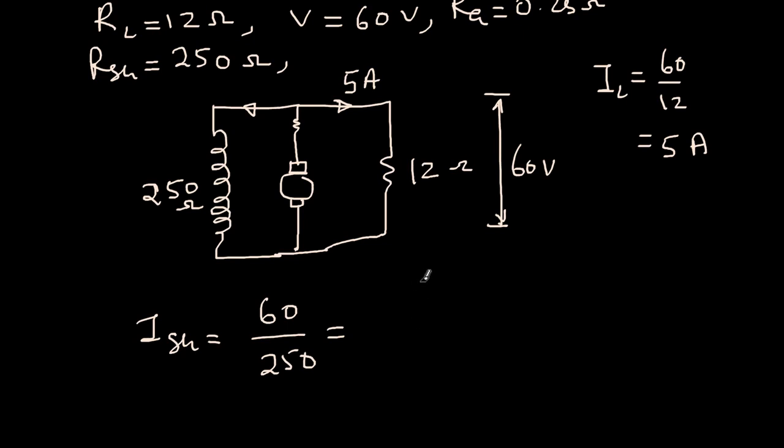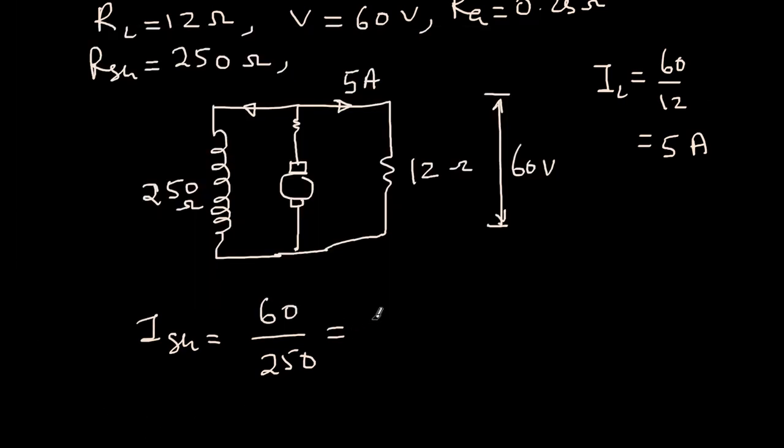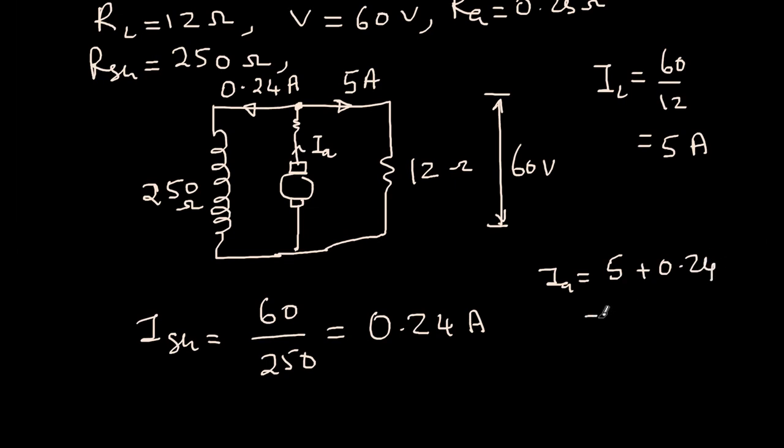So let's calculate what it is. 60 divided by 250, so 0.24 amperes. Here I'm getting 0.24 amperes of current. So simple Kirchhoff's current law at this point will give you what is IA. The armature current is nothing but 5 plus 0.24, so I'll get 5.24 amperes.